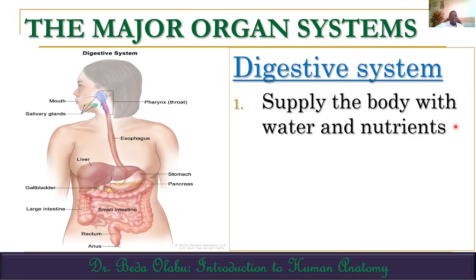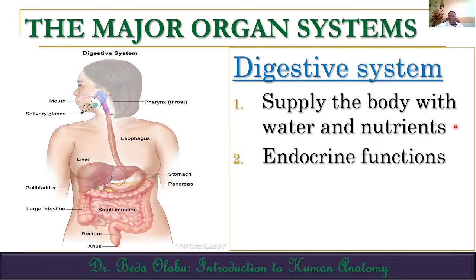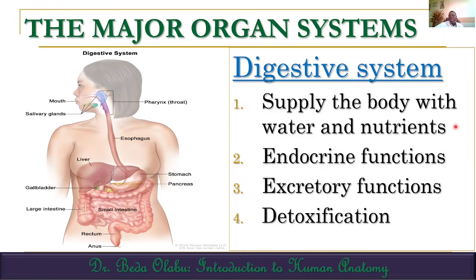So basically, for the sake of completion, we can still just talk about it: yes, the digestive system supplies the body with water and nutrients. There are some organs within the digestive system that also produce hormones, like the pancreas. So there are endocrine functions as well. Also, there are some organs which excrete some wastes, like the liver. So there are some excretory functions as well. And again, the liver also helps to detoxify some things in the body. So detoxification is still a function of the digestive system.